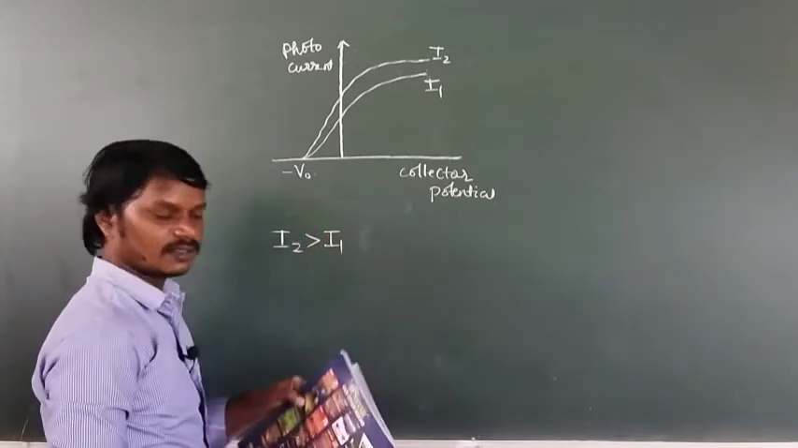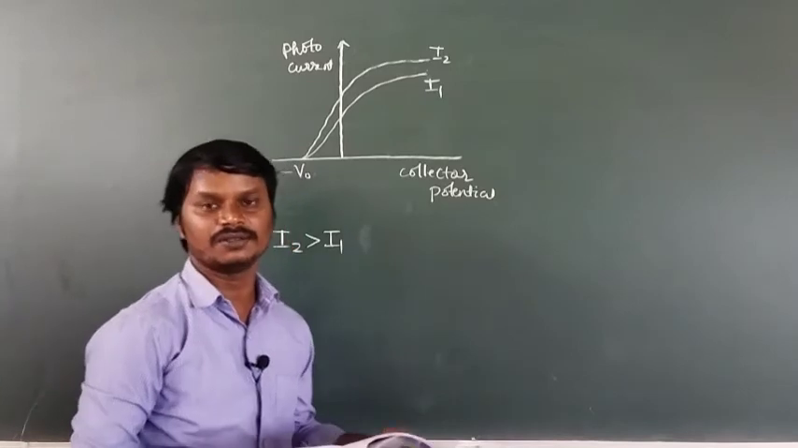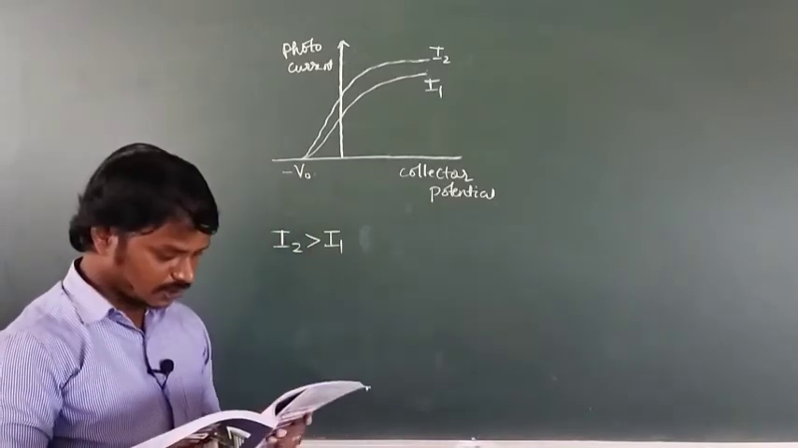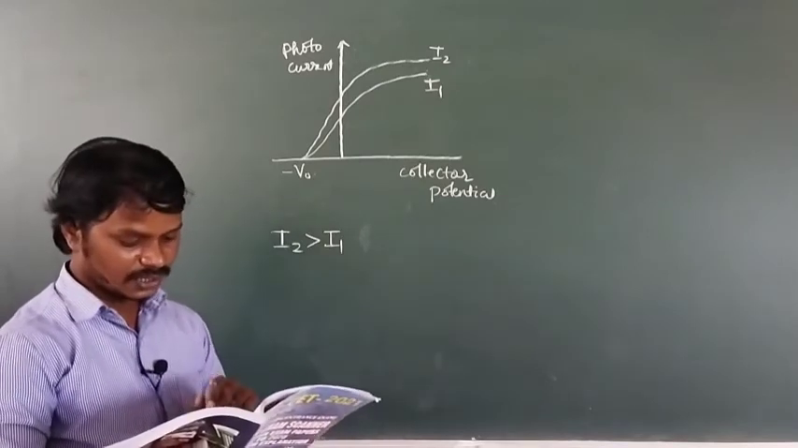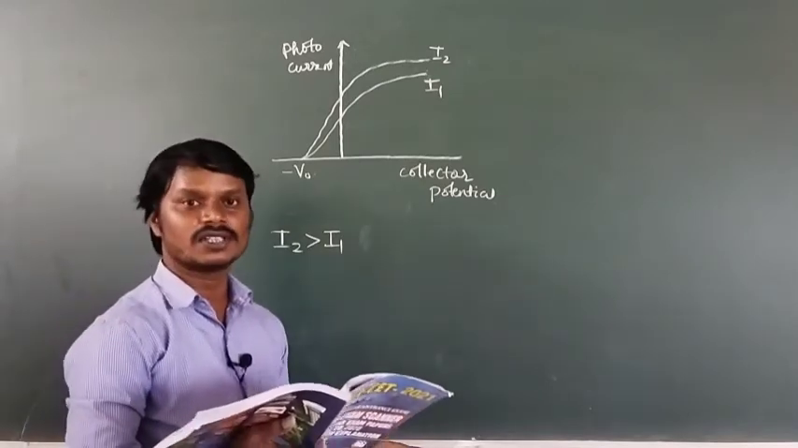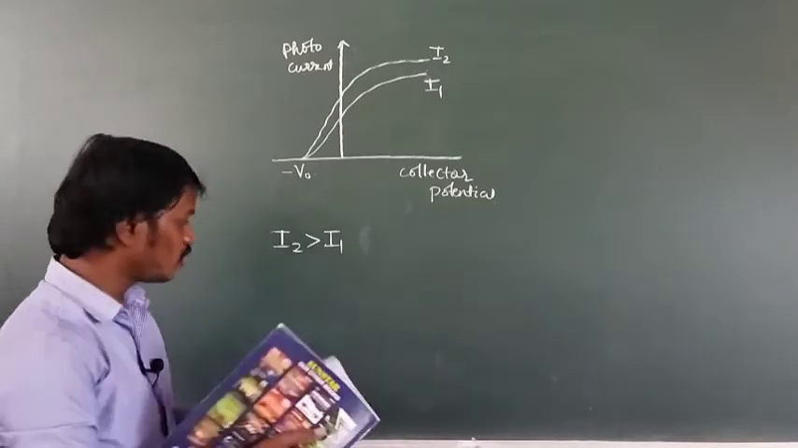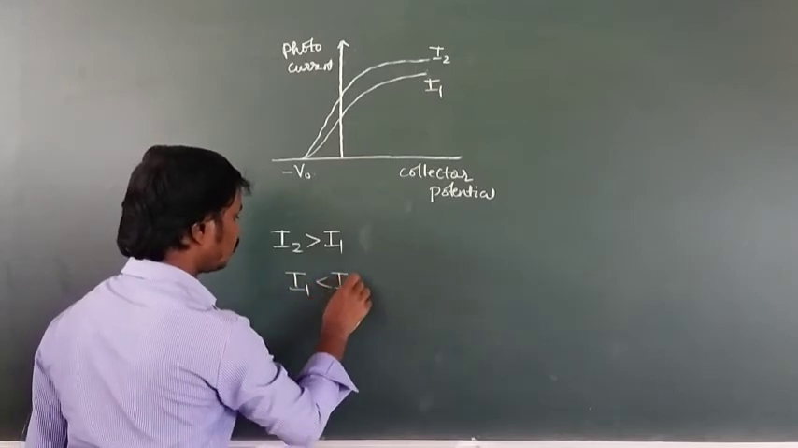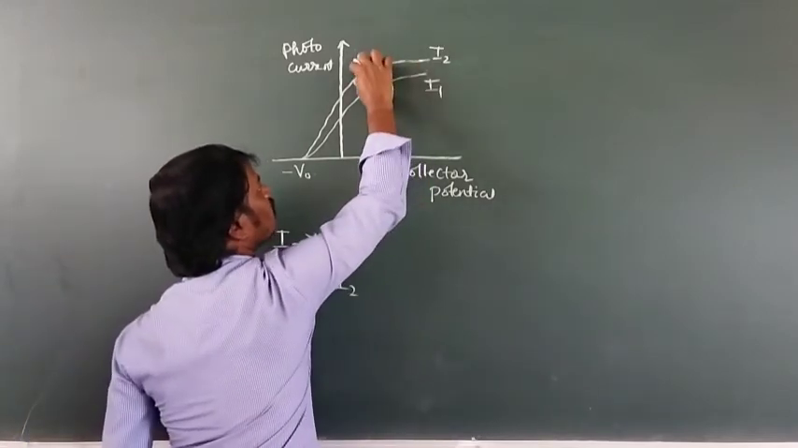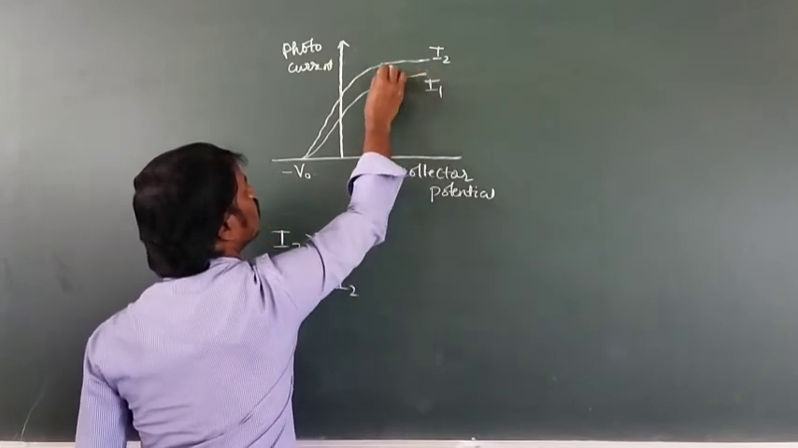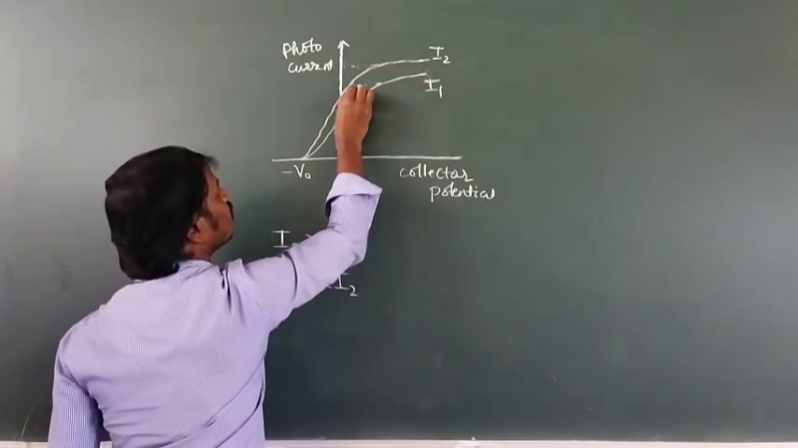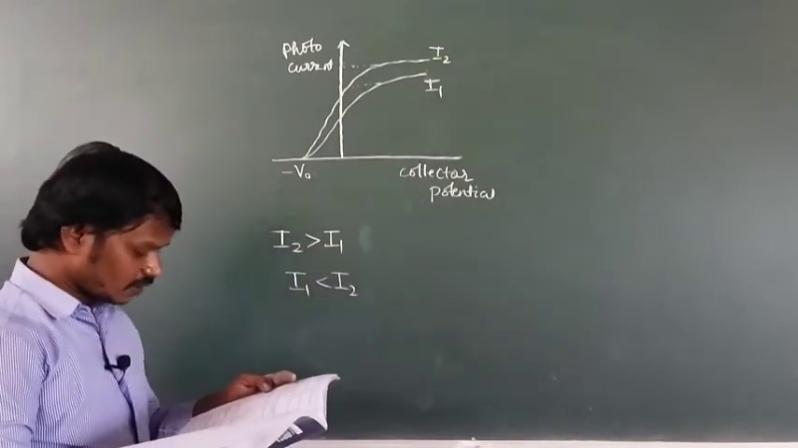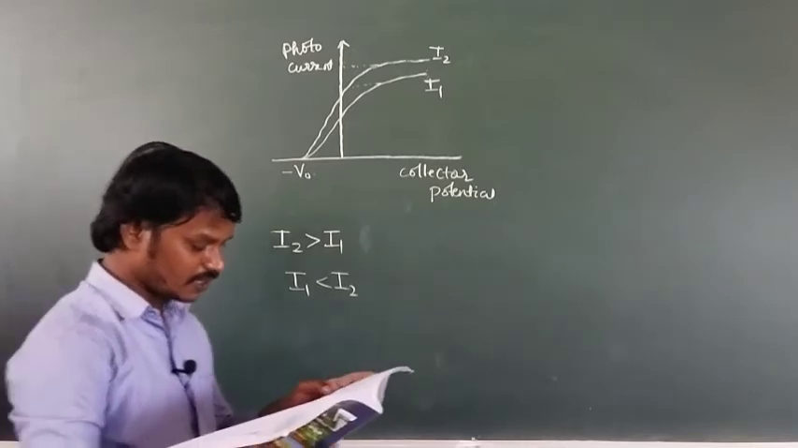So options given. What is the first option? I1 equal to I2. It is wrong. Second option, I1 is greater than I2. This is also wrong. Then third option, I1 is less than I2, and last option, comparison is not possible. So third option is the correct, because I2 greater than I1 means I1 is less than I2, because for I2 current is maximum and for I1 current is minimum. Then which is the correct option here? Third option is the correct, that is I1 is less than I2.